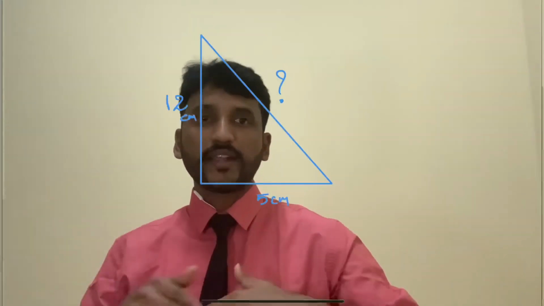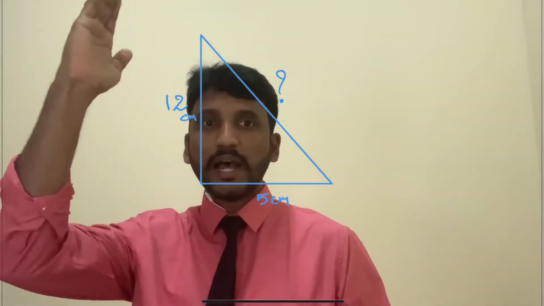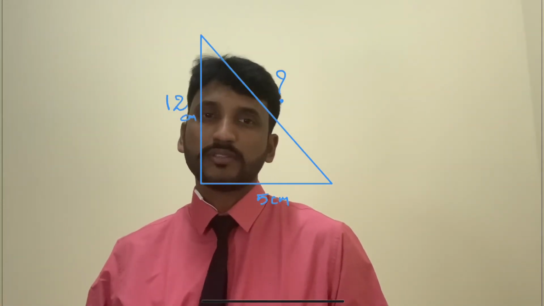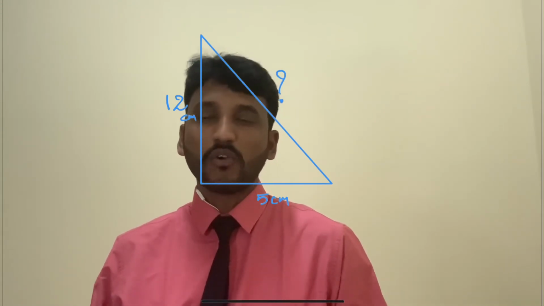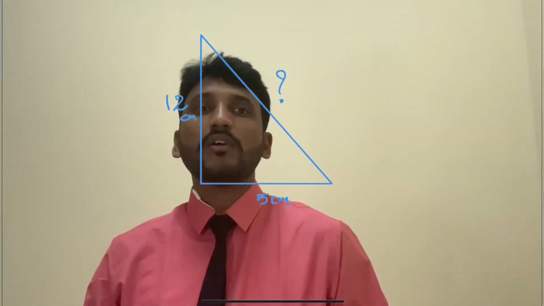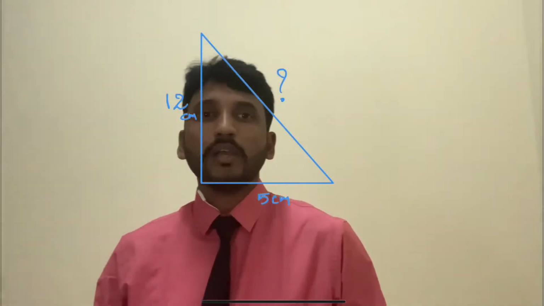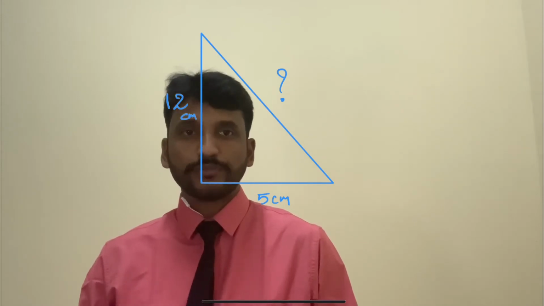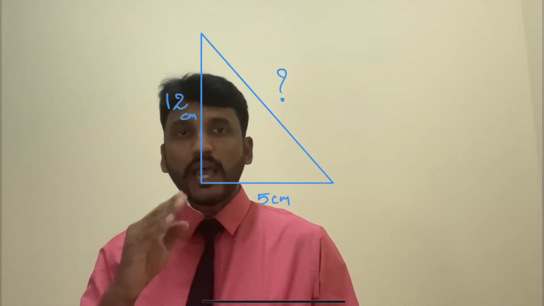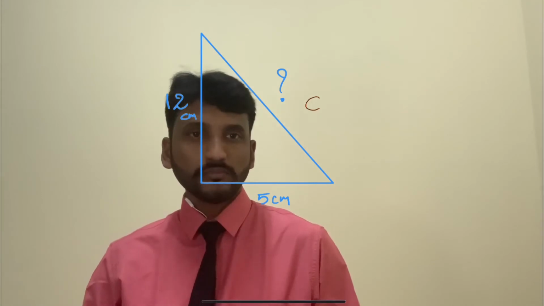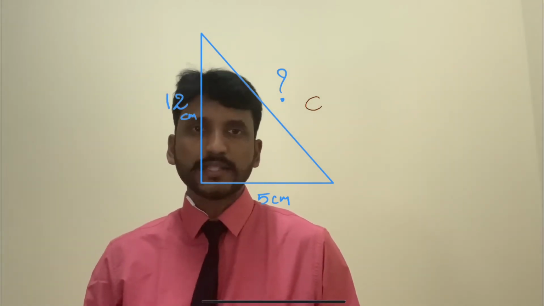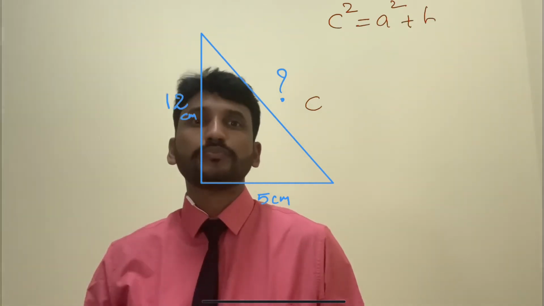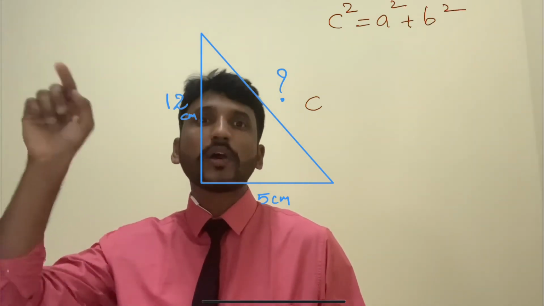Let us consider another right angle triangle in which the height is 12 centimeters and the base is 5 centimeters. Now it's our duty to find out the length of the hypotenuse. We know that we call the hypotenuse by the letter C, so name it as C for our ease. Now what is the rule? C square equals A square plus B square.